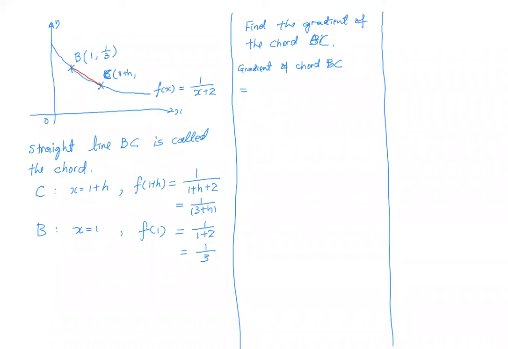You can take this as x2, y2. You can take this as x1, y1. So I have y2 is 1 over 3 plus h, take away y1 is 1 over 3. Then I divide by x2 is 1 plus h, take away 1. Okay, can you please simplify that?